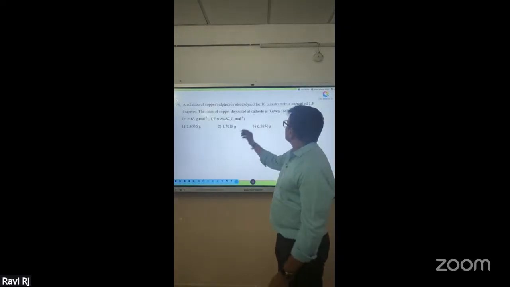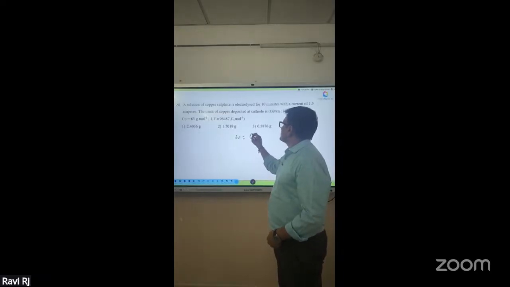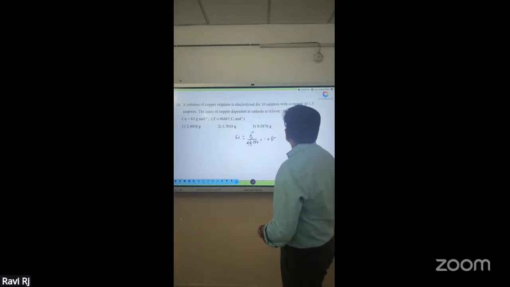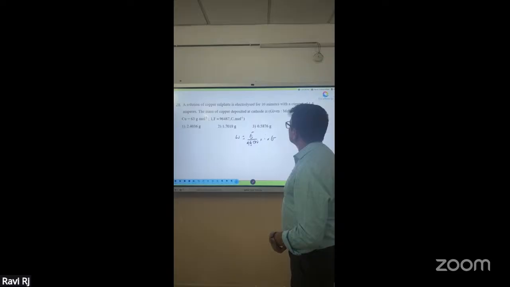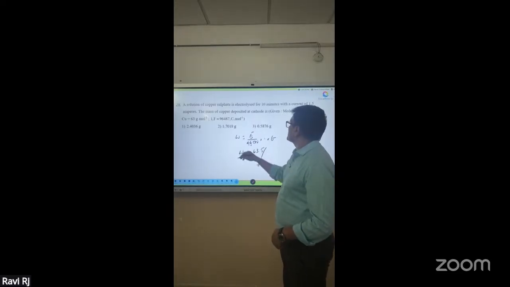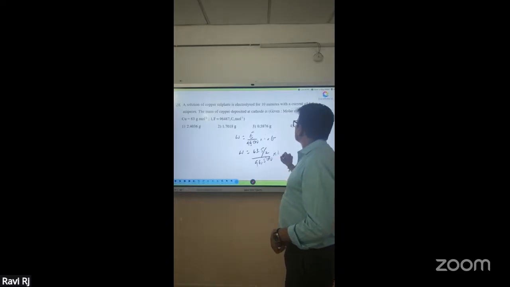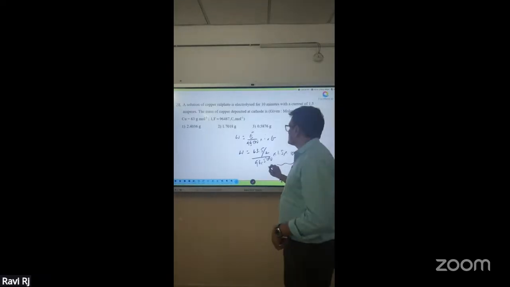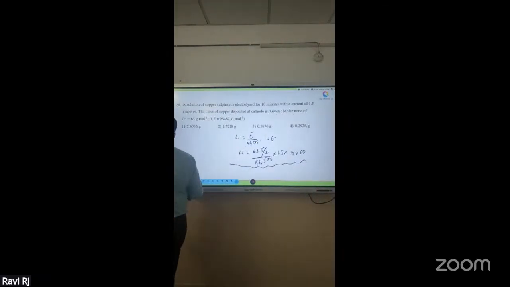Next, you have copper sulfate electrolyzed. W equals E by 96,500 into I into T is the formula, Faraday's law. You can see the mass deposited is asked: atomic mass of copper by n-factor of copper, which is 2, by 96,500 into current, which is 1.5 ampere, into time, which is 10 minutes. That means this many seconds. You have to simplify this to get the answer.